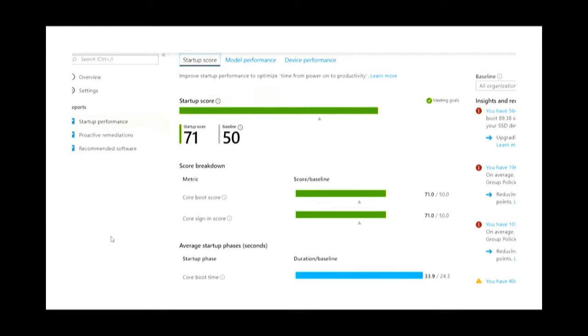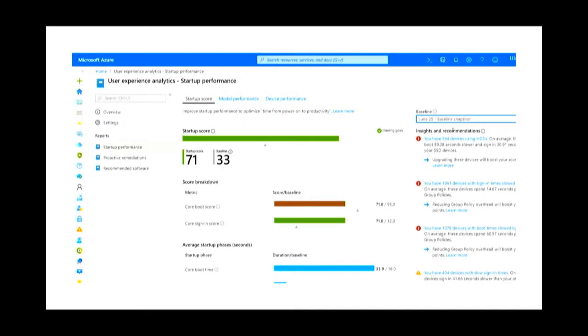And so in this particular case, you can see some of the alerts off to the side, which I trimmed when I grabbed the shot. You can say you have 500 devices that are taking longer than 89 seconds to boot. You have these different things. So essentially, it lets you come through and say, how are you doing on different ones?